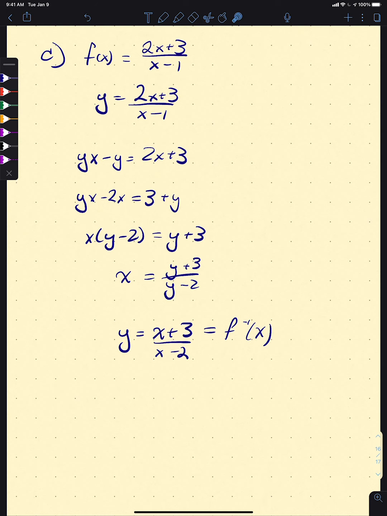Once again, definitely check and verify that the inverse function property holds for these two guys. And with that, we have wrapped up the chapter.